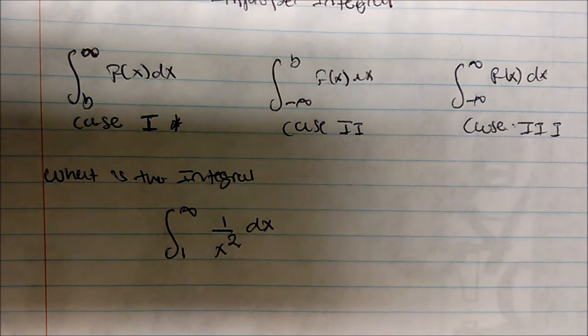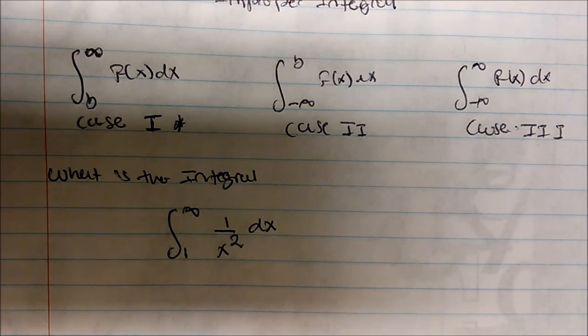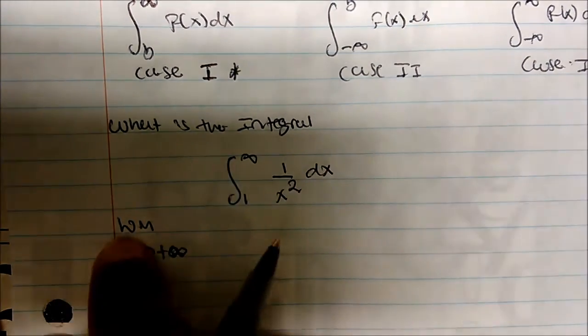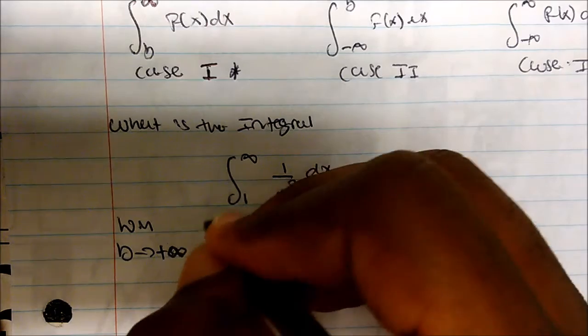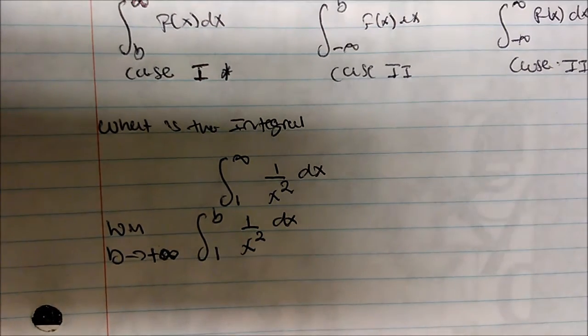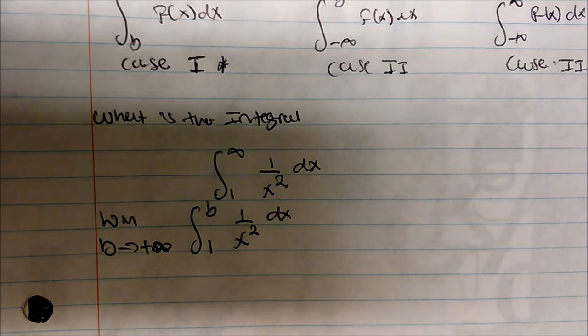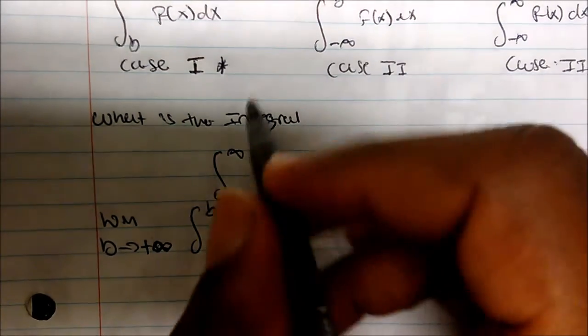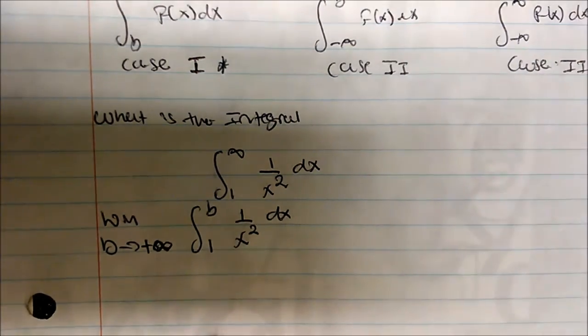Okay, so I'm going to give you the general form of how we treat this. So what we do is that we replace positive infinity with b. And so we take a limit as b approaches positive infinity of the integral from 1 to b of 1 over x squared dx. So this is how we take the improper integral in this form, okay?